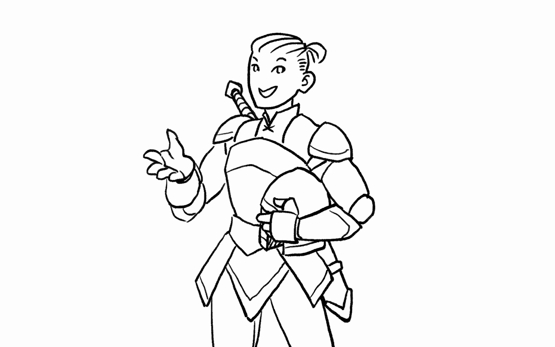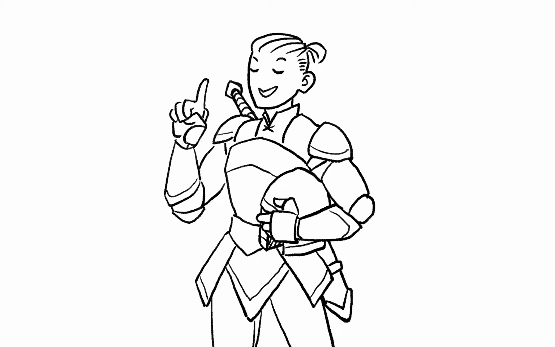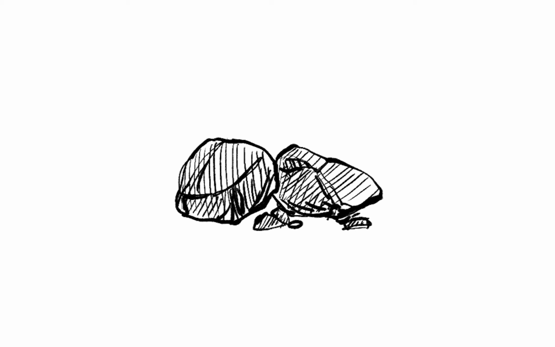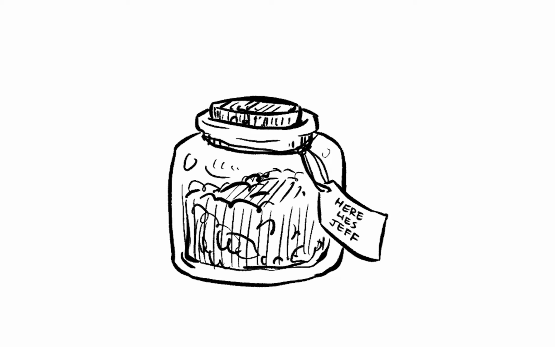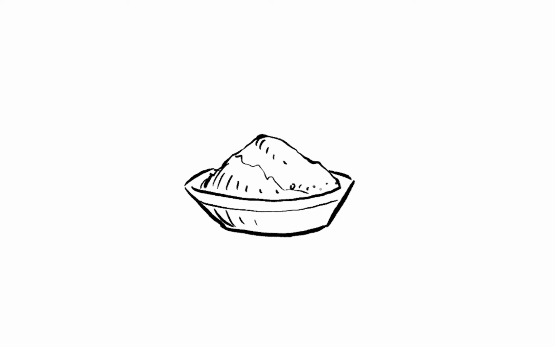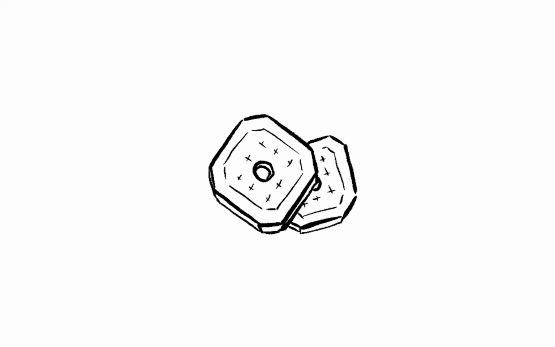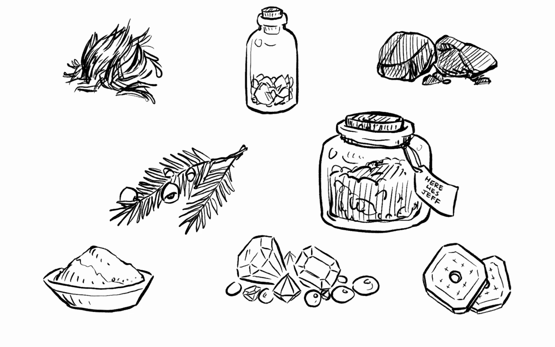Let's look at some common material components and discuss how they might be found or used. Here's a quick list of common material components. A bit of bat fur, phosphorus, coal, grave dirt, yew leaves, powdered metals, gemstones, and a copper piece. These common material components should not be too hard to come across in normal campaigns, but a few of them might be a bit harder to find.